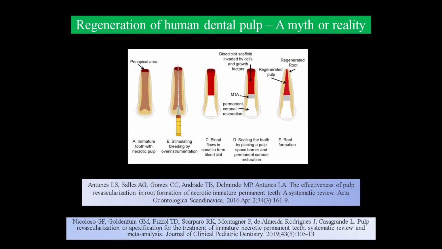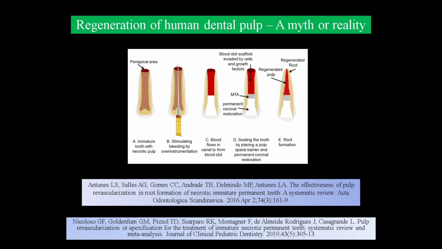Now, talking about teeth with open apices. So, regeneration of the human dental pulp, is it a myth or a reality? Earlier, calcium hydroxide apexification and an apical plug were the techniques employed for management of necrotic permanent teeth with open apices. However, due to various disadvantages, such as weakening of the root dentine due to the calcium hydroxide and absence of root maturation, regenerative endodontics that includes pulpal revascularization and tissue engineering was developed.